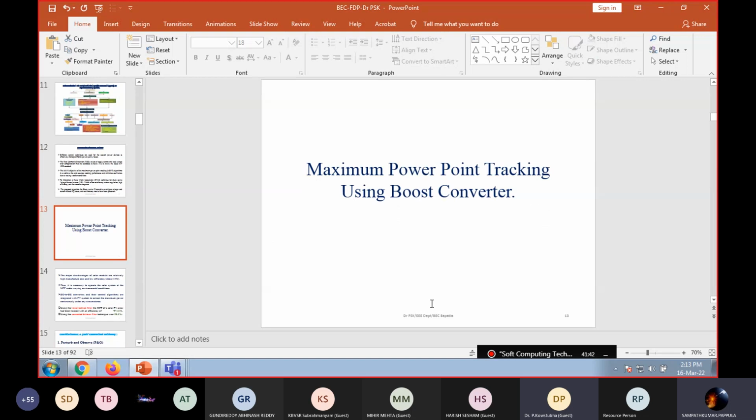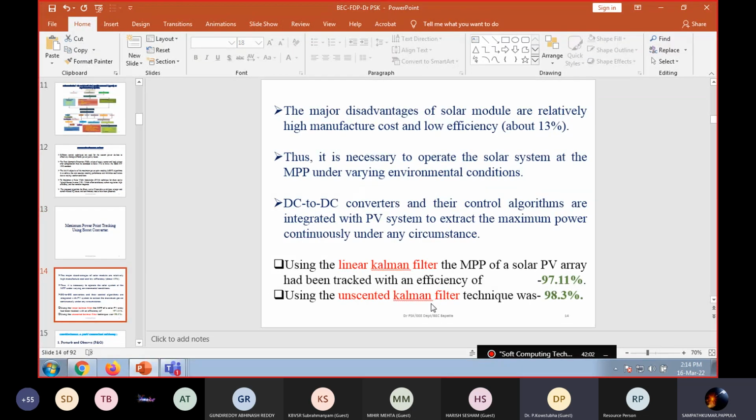Now first we see maximum power point tracking using boost converters. In a photovoltaic system, we prefer a boost converter to increase the voltage received as input from the solar panel. The major disadvantages of solar modules are relatively high manufacturing cost and low efficiency, approximately 30%.